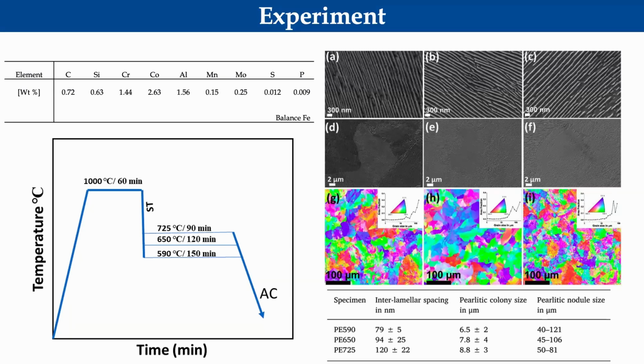The SEM images at lower magnification are used to measure the colony size, and we also did EBSD to measure the nodule size. As we can see here, the specimen treated at the lowest isothermal temperature has the lowest interlamellar spacing and the smallest colony size. But one thing we can see is that the pearlite nodule size is similar, because we treated all three samples at the same austenization temperature for the same time.